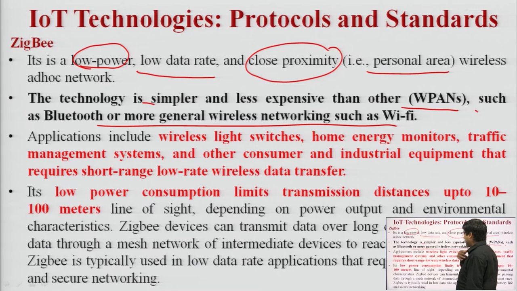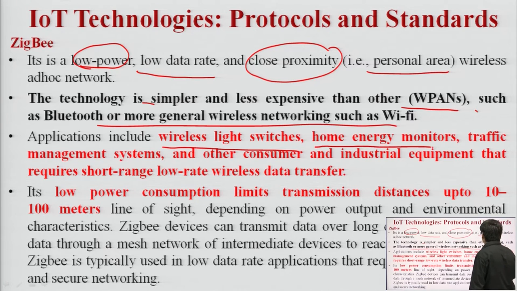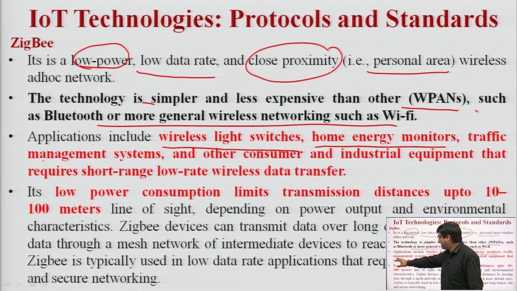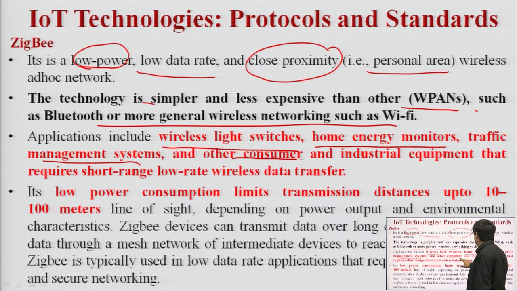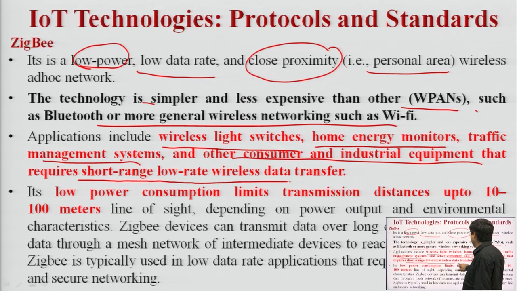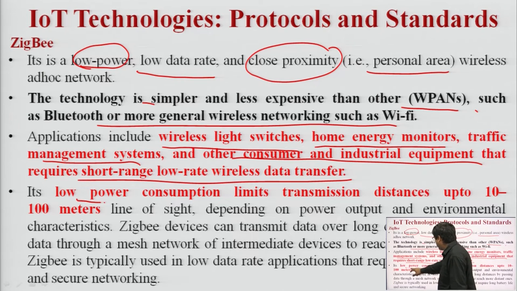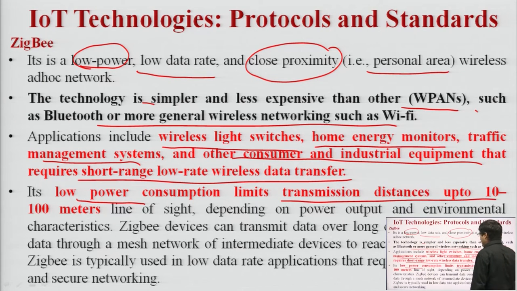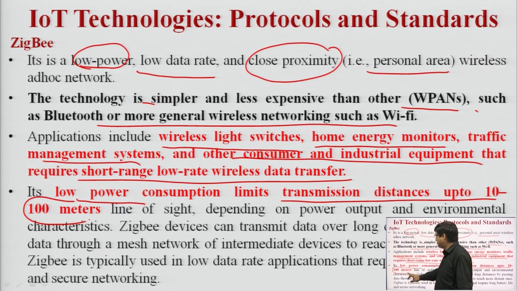If we are talking about applications of Zigbee, they include wireless light switches, home energy monitors, traffic management systems, and other consumer and industrial equipment that requires short range, low rate wireless data transfer. Its low power consumption limits transmission distance to 10 to 100 meters. We can only use up to 10 to 100 meters here.